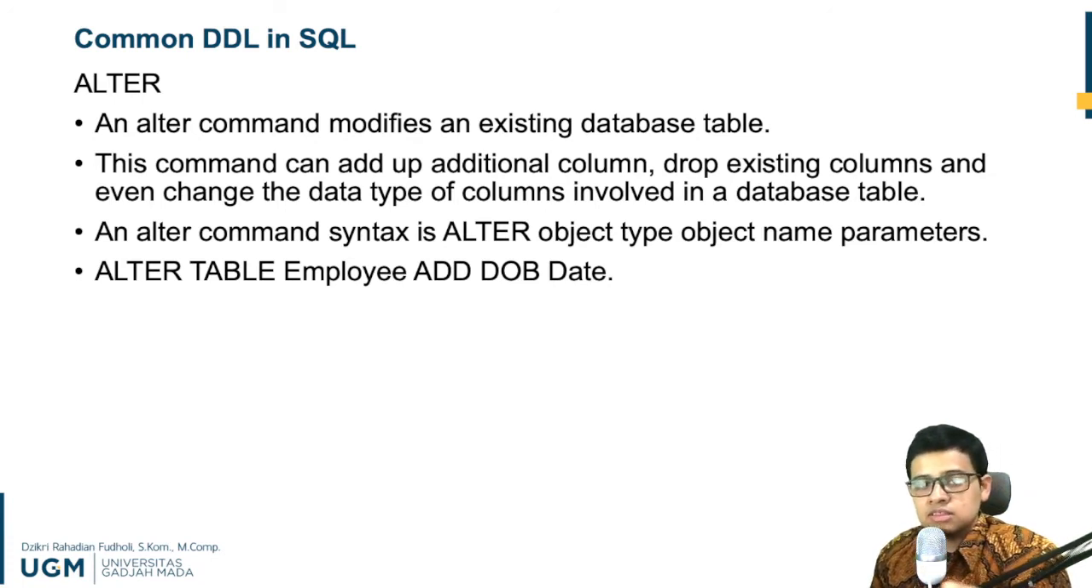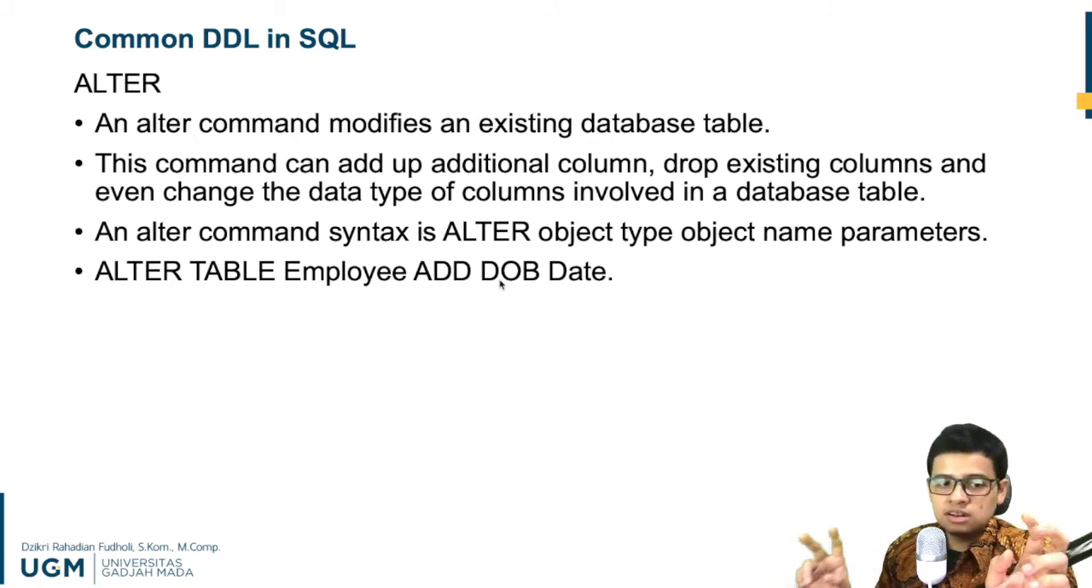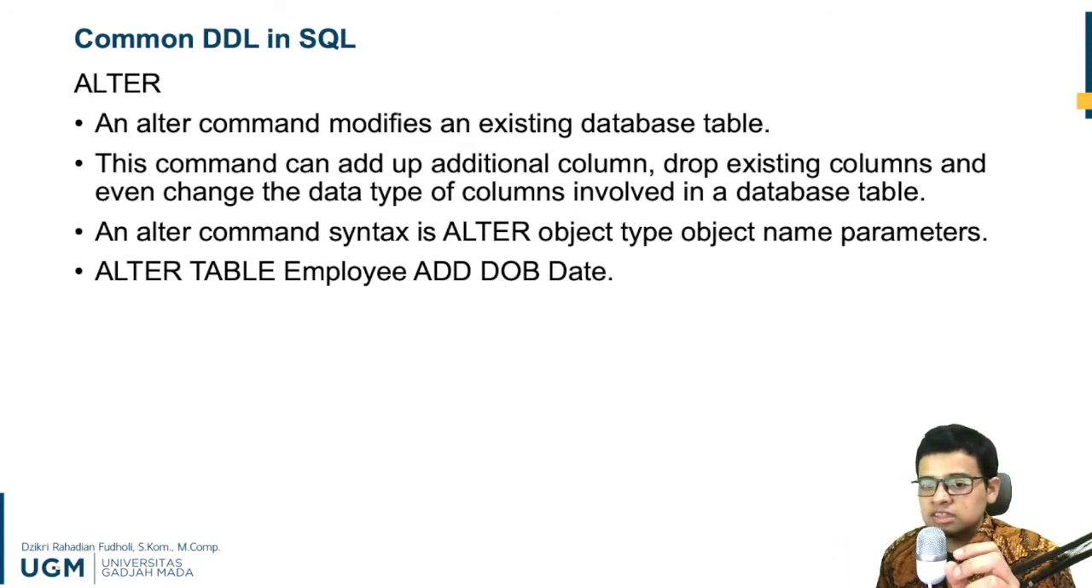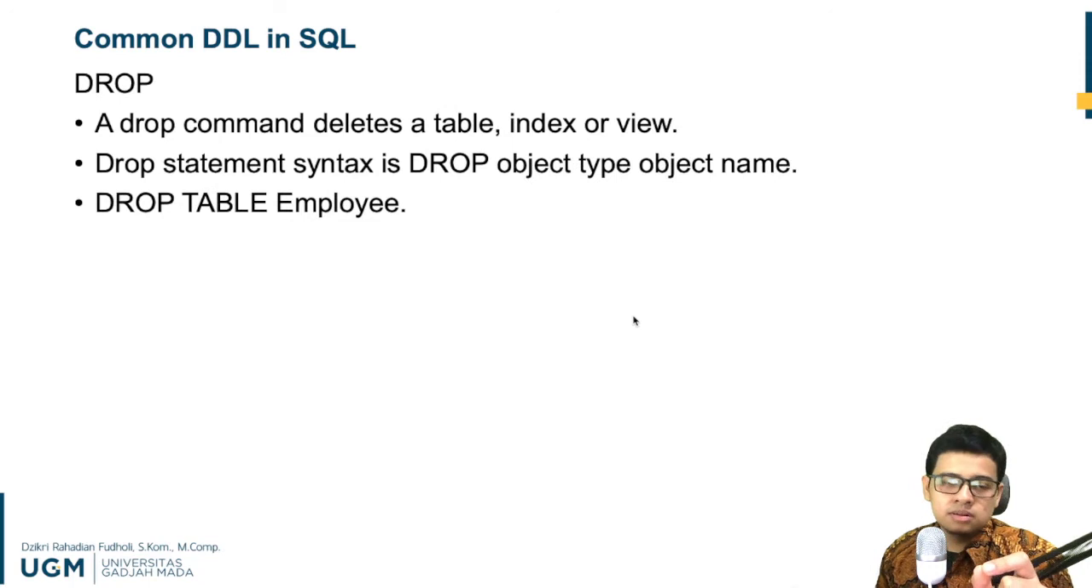An alter command syntax is alter, then the object type, and then the object name and parameters. For example, we alter a table, the table name is employee, and the parameter is that we want to add a column named DOB with the data type date. So this is the example.